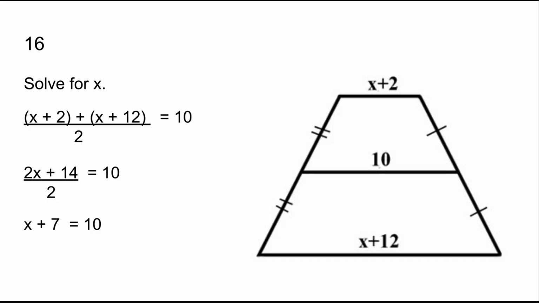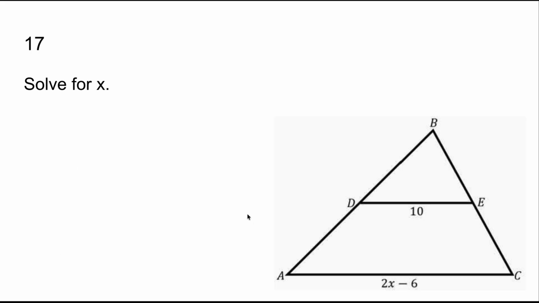We subtract 7 from both sides, and we get that x equals 3. So therefore our top base would be 3 plus 2, 5. And our bottom base would be 3 plus 12, which is 15. So therefore we have 5, 10, 15. Do you see how it's descending equally? Okie doke.